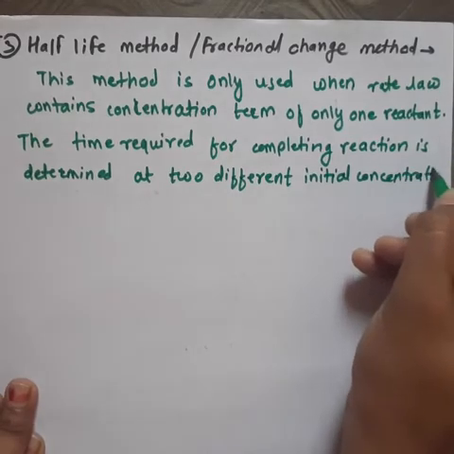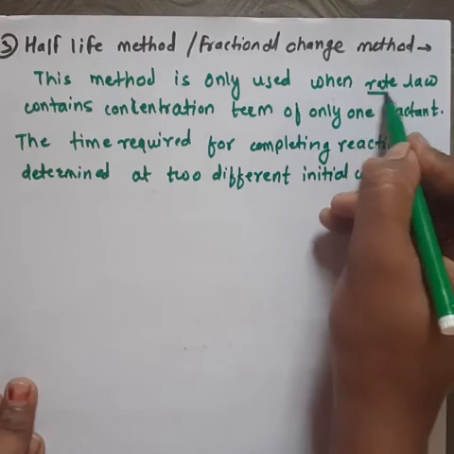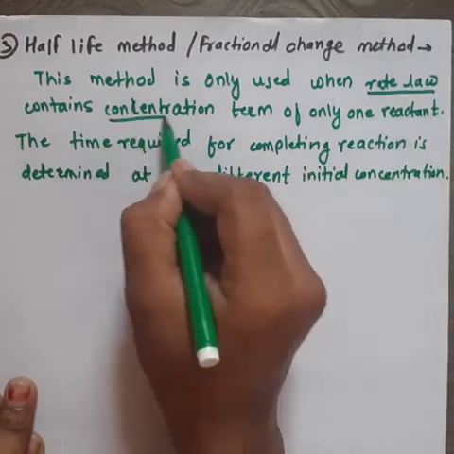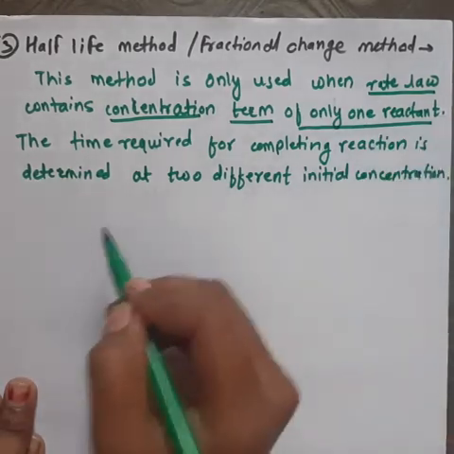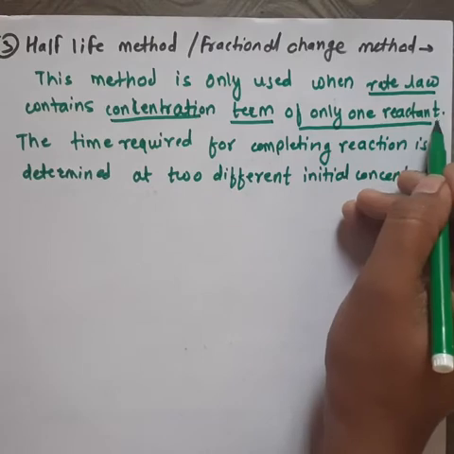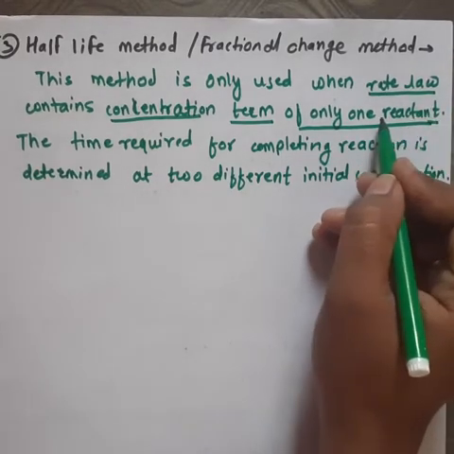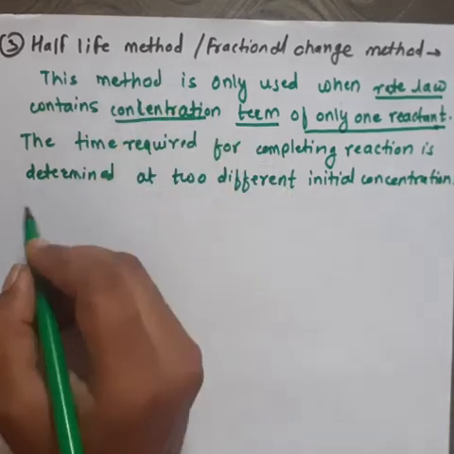This means that in this method, the most important condition required is that the rate law contains the concentration term of only one reactant. If the rate law does not contain the concentration term of another reactant, then this method can be used to determine the order of a chemical reaction.